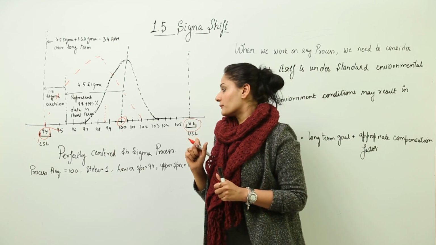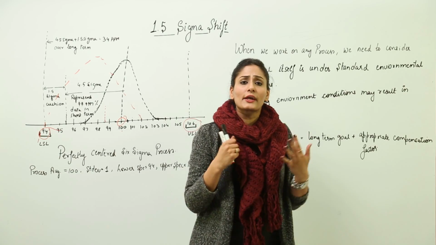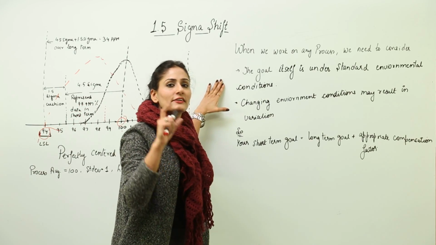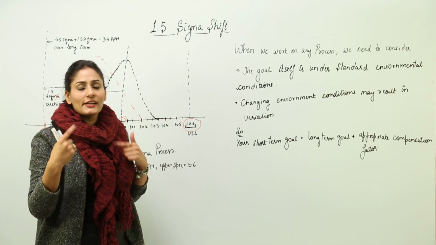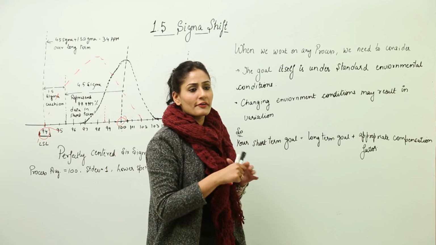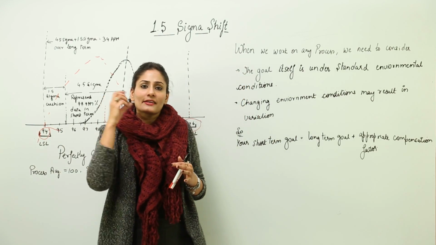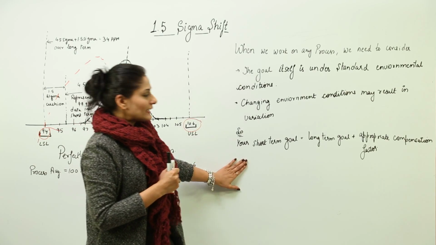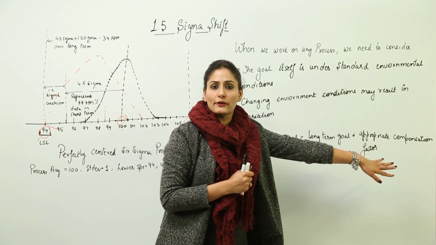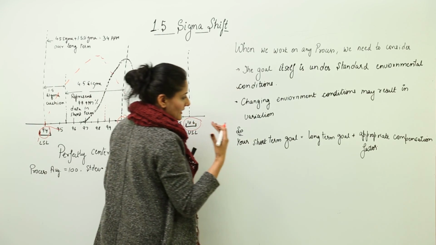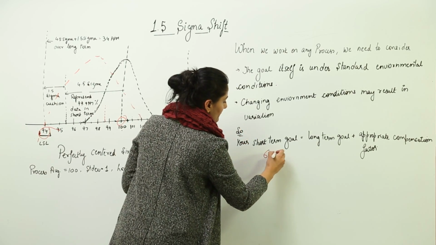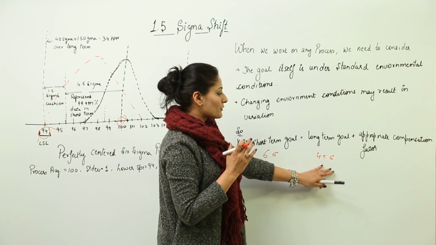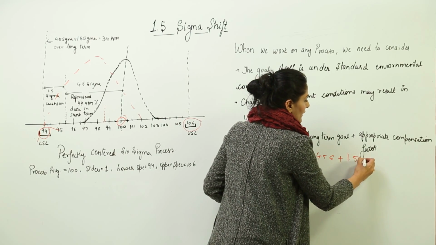Whenever you're working on any process, we need to consider a few things. First, the goal itself is under standard environmental conditions, and changing environmental conditions may result in variation. You know, the environment can change, the variation is there, and this variation is compensated using this 1.5 sigma. So your short term goal is equal to long term goal plus an appropriate compensation factor. If your short term goal is 6 sigma, then your long term goal would be 4.5 sigma, that is, your process should be working at this, plus a compensation factor of 1.5 sigma.